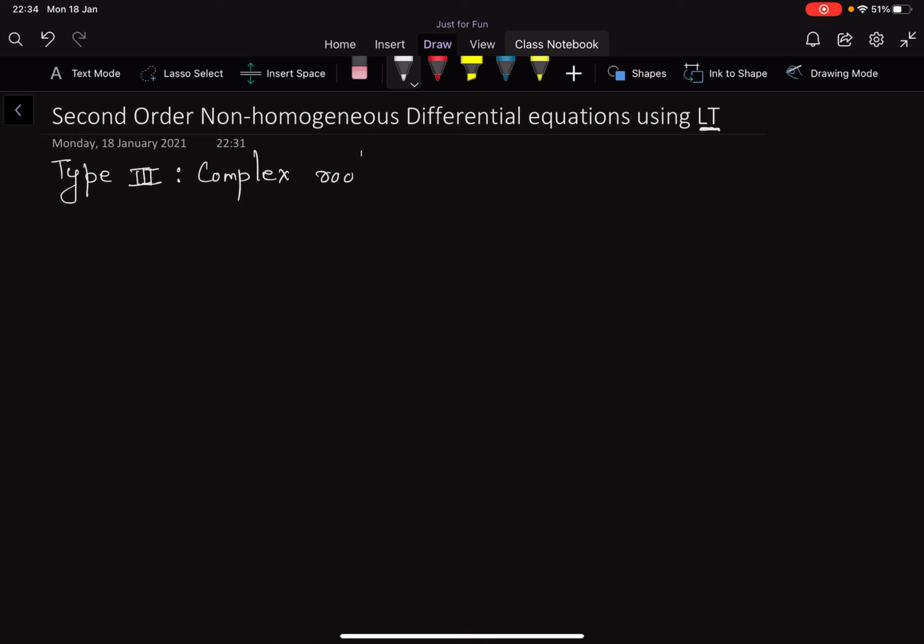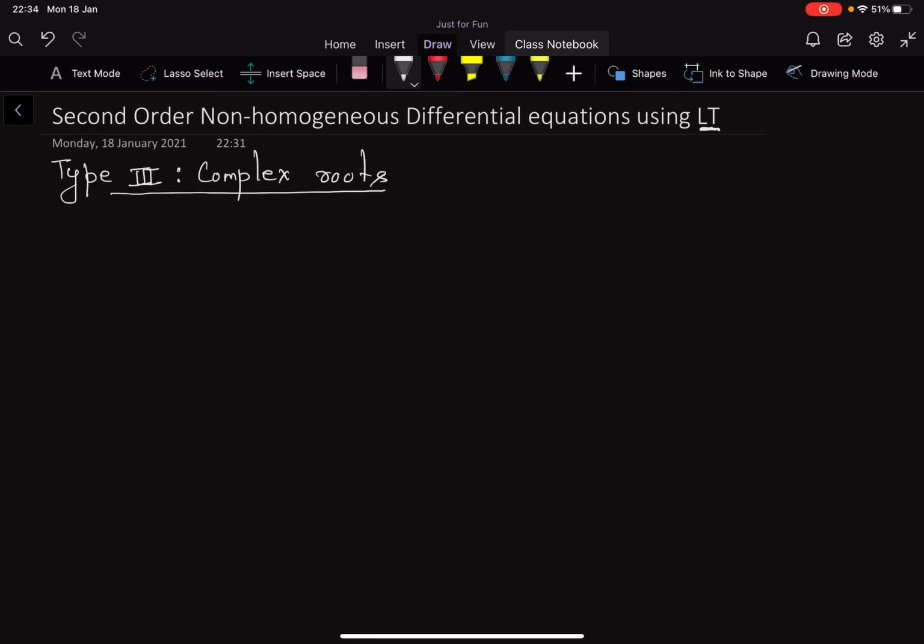We're looking at type 3, which we call complex roots. When you have a quadratic equation that gives you complex roots, you're going to have a different way of dealing with this non-homogeneous differential equation. I'm going to talk about it in a minute. Before we start doing anything here, let me write the question.